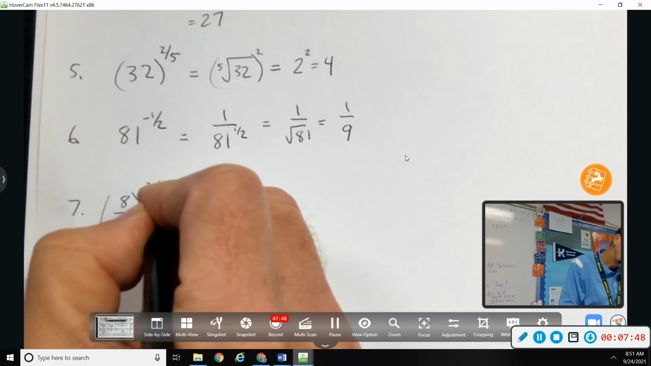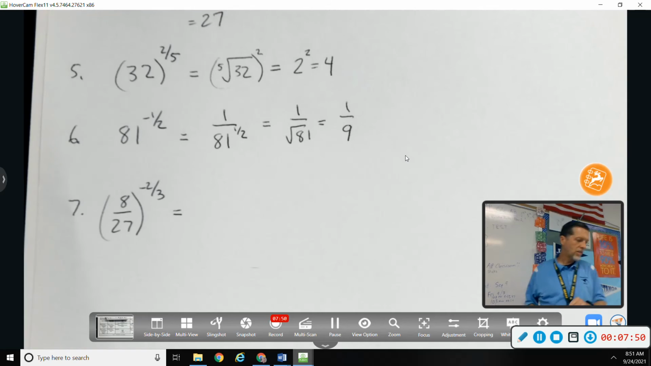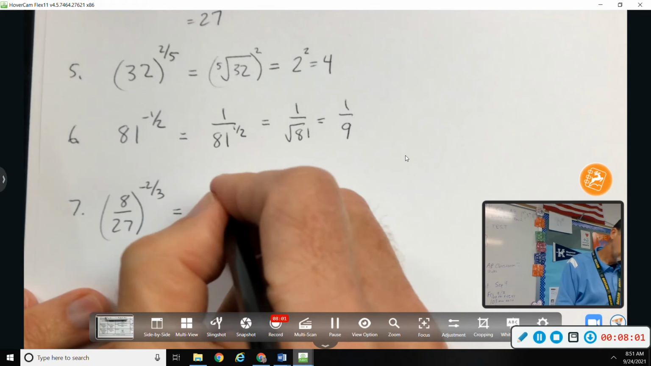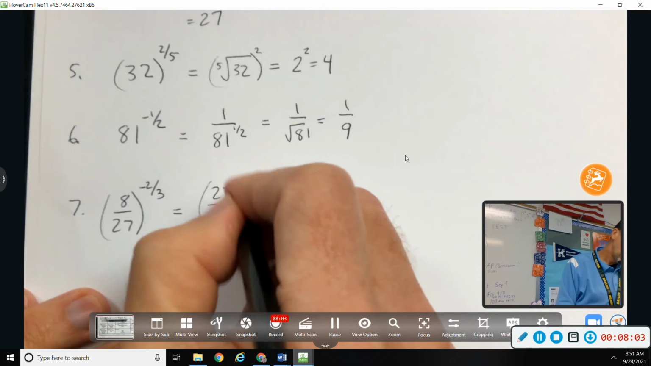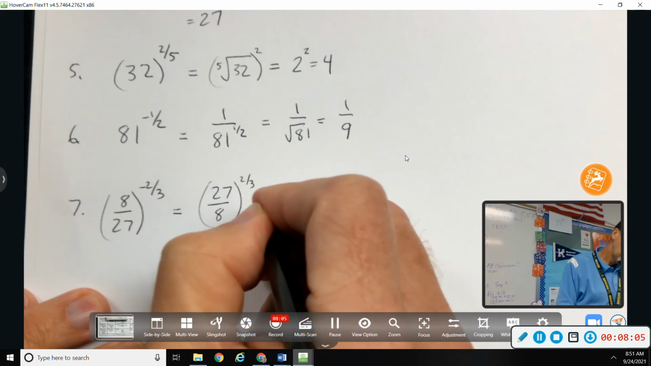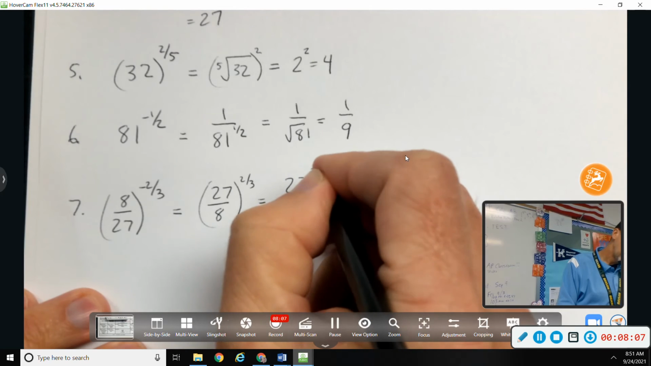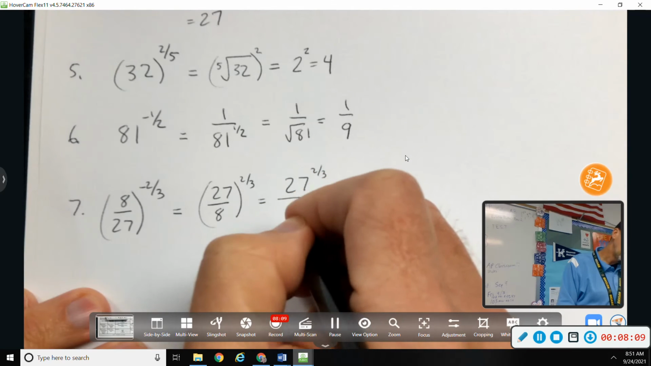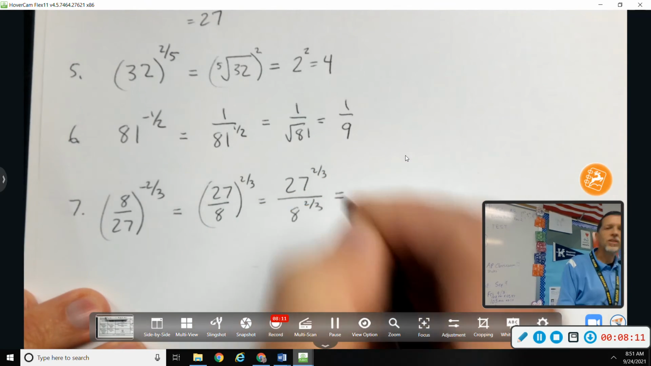8/27 to the negative 2/3. So let's flip it over. Let's use the negative to flip it over. I didn't think you could square root 8. I thought it was the other one. 27 squared is also 7. So 27 to the 2/3, or 8 to the 2/3. They work out the way.